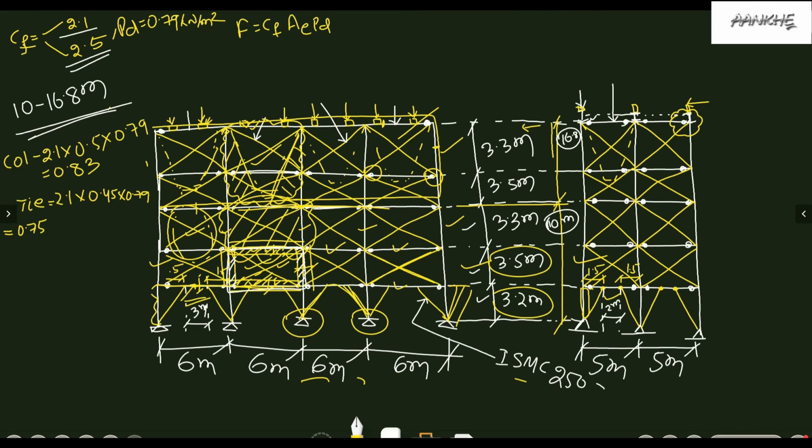Next comes your, there is no channel, so it will be angle. ISA 130 into 10. It will be same 0.13. It will be coming around 0.215.